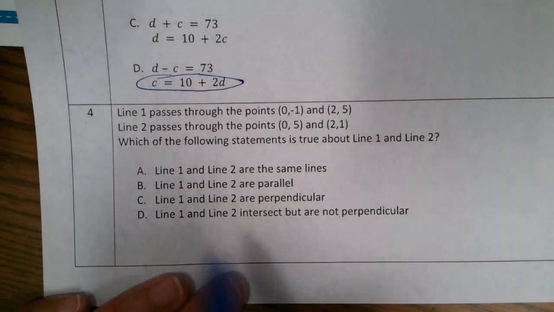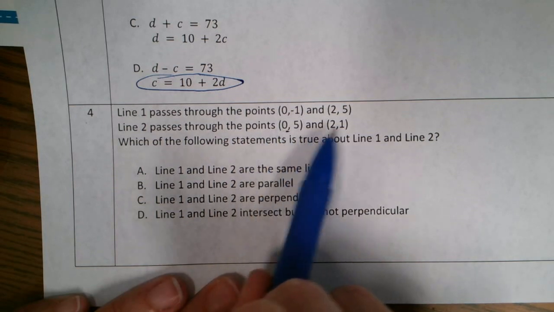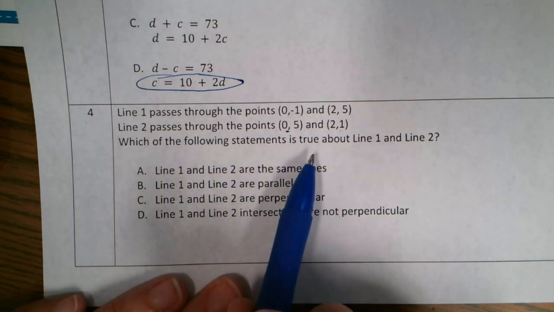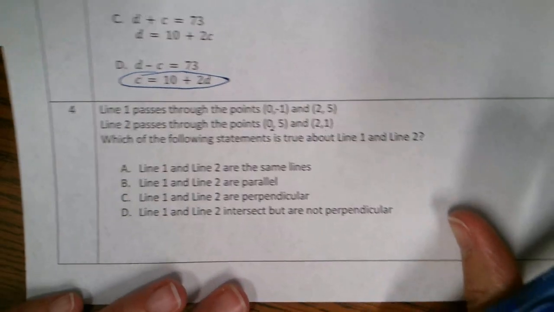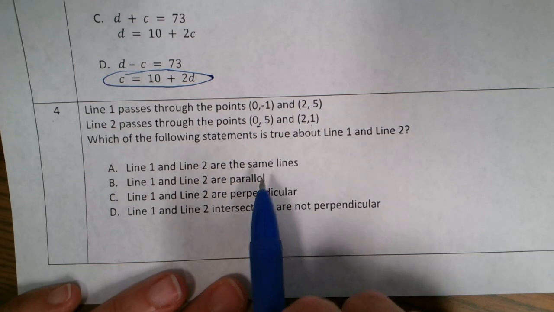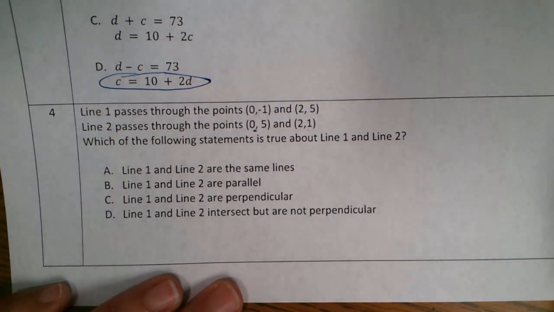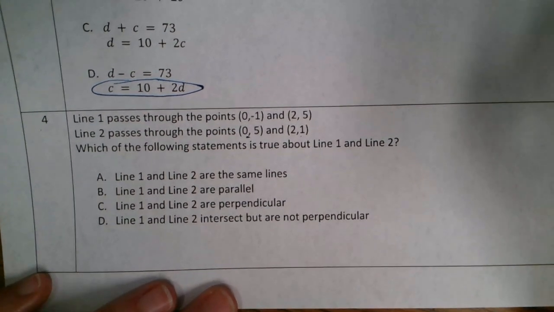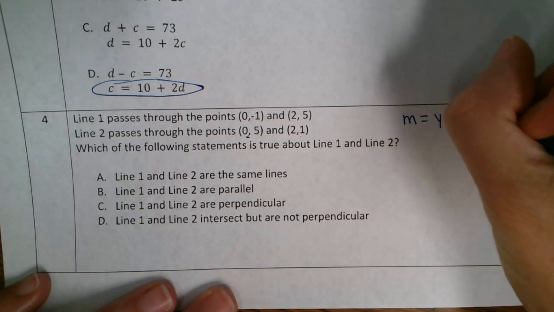Number 4. Line 1 passes through these 2 points. Line 2 passes through these 2 points. Which of the following statements is true about line 1 and line 2? So I see that my choices have stuff about parallel and perpendicular and same line. So in order to figure this out, I'm going to need my slope. To get my slope, I'm going to have to use my formula.